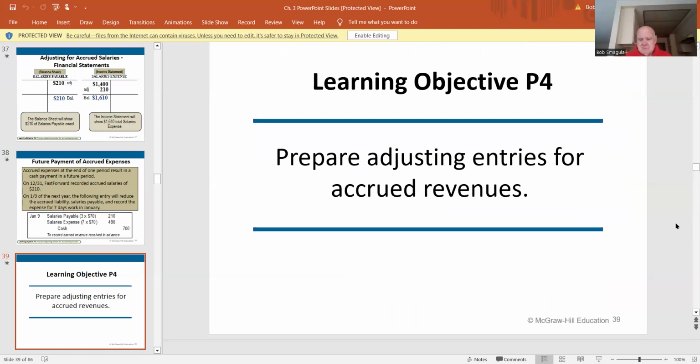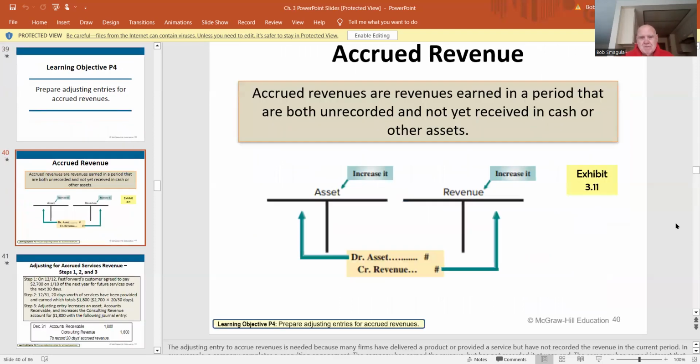Accrued revenues. Accrued revenues are revenues earned in a period that are both unrecorded and not yet received in cash or other assets. Remember, with the deferrals, cash changed hands, nobody did anything. With accruals, something has been incurred and must be recorded, and we haven't paid for it or recorded it yet, okay?